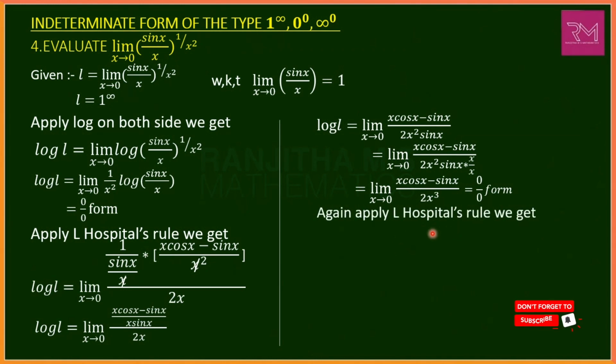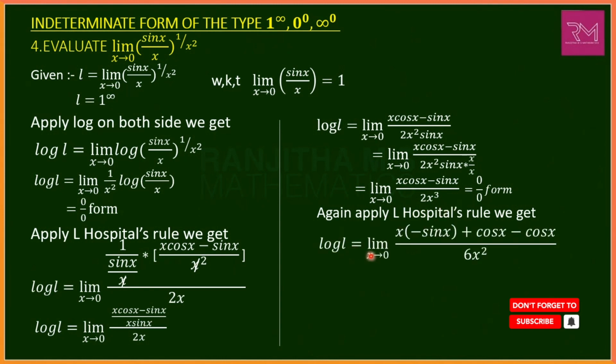Applying again L'Hospital rule means we have to differentiate both numerator and denominator separately. Log L is equal to limit as x tends to 0. Here in the numerator x and cos x both are functions, so we have to apply product rule, that is x into differentiation of cos x is minus sin x, plus second function, that is cos x into differentiation of x is 1, minus the differentiation of sin x is cos x, divided by, here 2 is constant, take as it is, into differentiation of x cube is 3x square. Hence we get 2 into 3 is 6x square in the denominator.